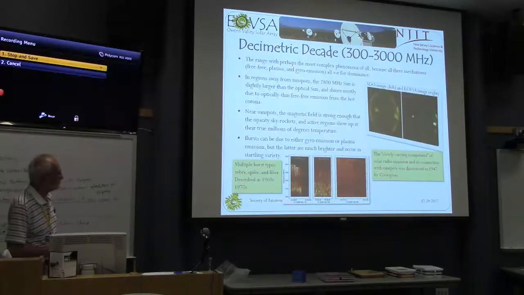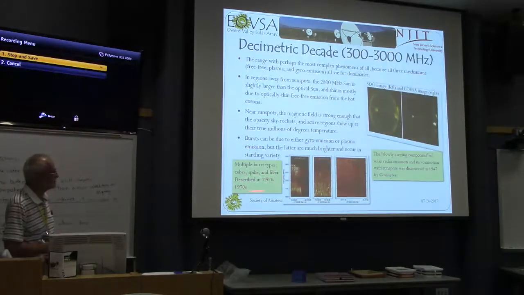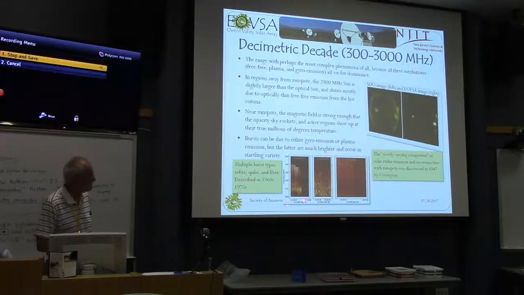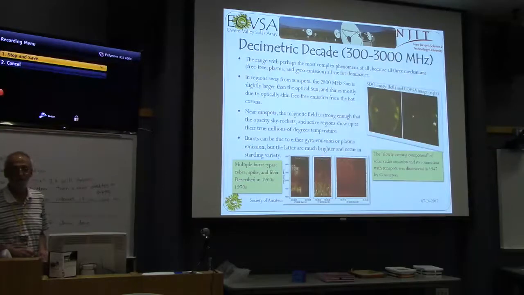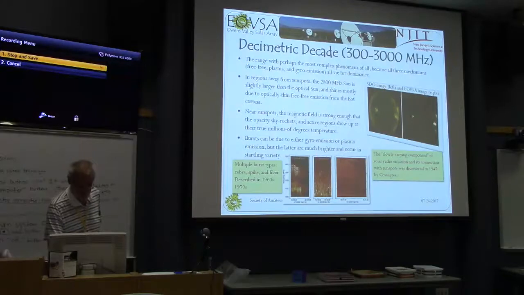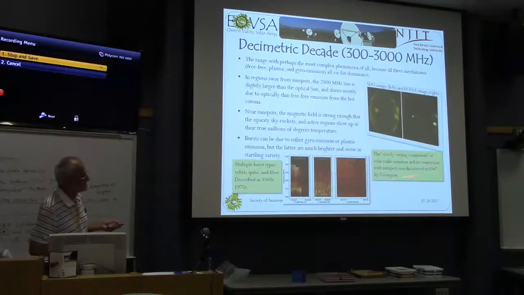So all of these things were described in the 60s and 70s on the basis of these spectrograph records. Again, time going this way and frequency going this way. But we would like to be able to image these, to be able to see where they're coming from, and only now is that becoming possible. So I'll be showing you some examples of that. The slowly varying component, as the sun rotates, of course, these things are moving. That slowly varying component of radio emission and its connection with sunspots was actually discovered as early as 1947 by Covington in England.